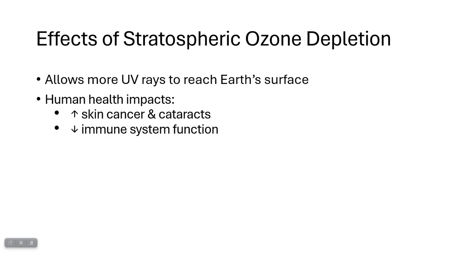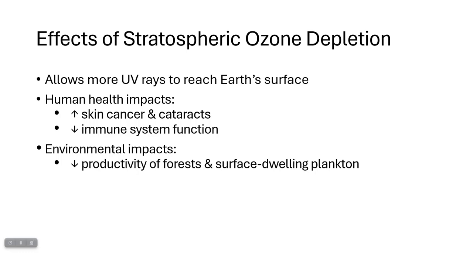And then there are the environmental impacts. UV radiation really damages plants, so it decreases their productivity, meaning you're going to have less food for the food chain and you're going to be producing less oxygen. And this happens in forests. This also happens in the ocean. Phytoplankton, which are those photosynthesizing little bitty creatures in the ocean, the surface phytoplankton will also be damaged and have a lower productivity.